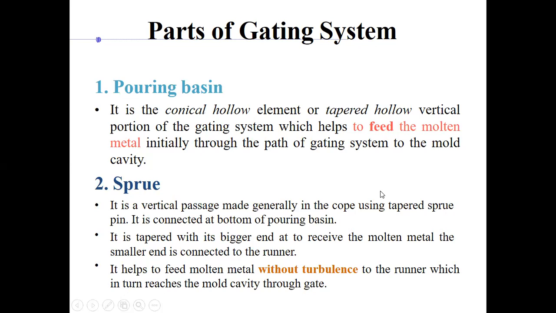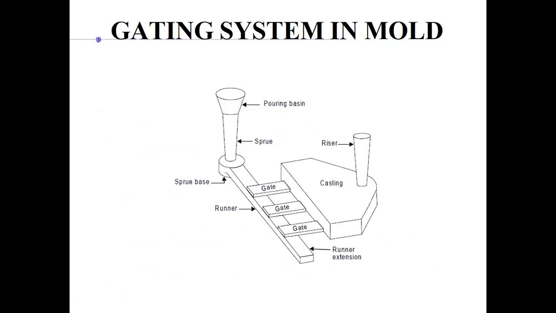You see, the pouring basin, right? A conical hollow element or tapered hollow vertical portion of the gating system helps to feed the molten metal, right? Initially through the path of gating system to the mold cavity. So the first step, right? It is so designed that you don't have turbulence when you're pouring molten metal. There should not be much turbulence, right? It should flow smoothly to the sprue.